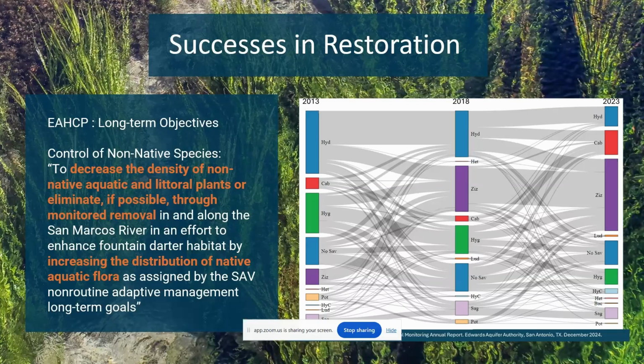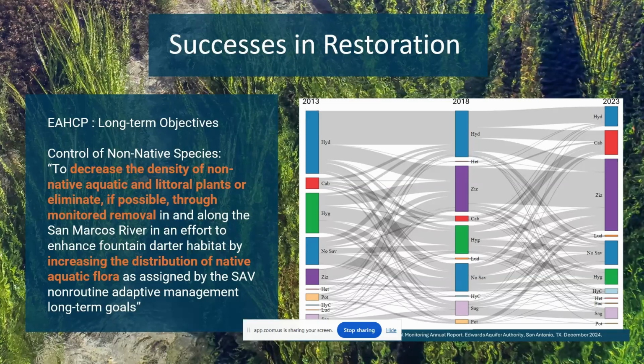So it's kind of a messy graph, but it really shows that over this 10-year block, we were really able to convert a lot of the non-native plants in their zones and regions of the river into regions that had native plants. So let me see. If you follow the green bar here, that's hygrophila, and then some of that converted to Texas wild rice and then remained Texas wild rice.